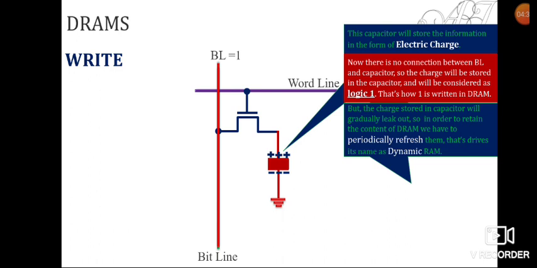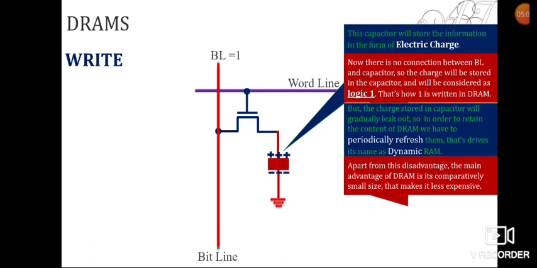But there is an important thing: these capacitors have a leakage problem, and whatever charge we have stored in the capacitor will leak out gradually. So in order to retain the content of this memory cell, we have to continuously refresh it so that we can retain our data. This is the reason why it is known as dynamic RAM. Apart from this disadvantage, the main advantage of DRAM is its comparatively small size, which makes it less expensive and very popular also.